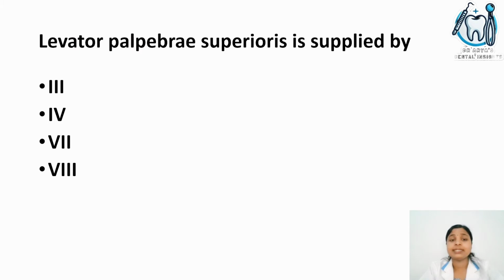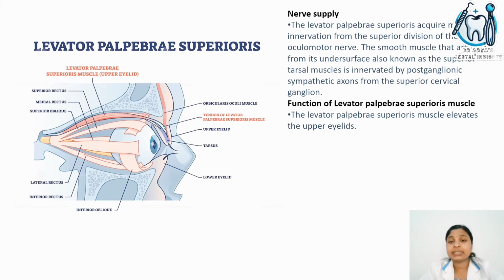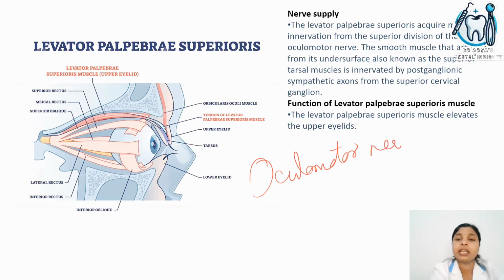So next question is levator palpebrae superioris is supplied by which nerve? So options are 3, 4, 7 and 8 cranials. So which one is that? Levator palpebrae superioris is a muscle of facial expression, but this is supplied by the oculomotor. Okay, so levator palpebrae superioris is supplied by oculomotor nerve.